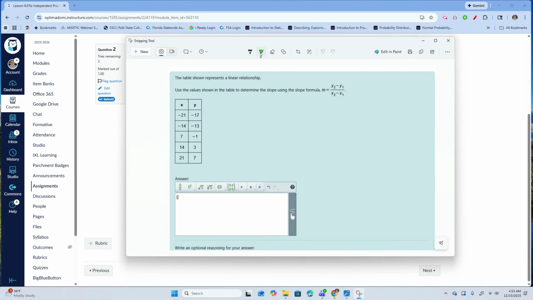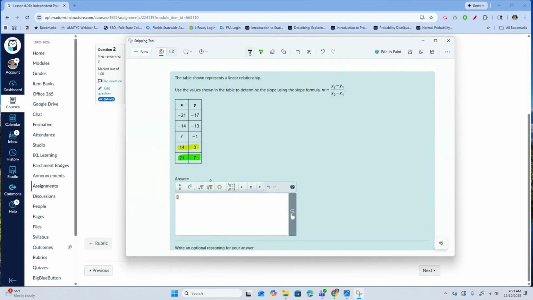Okay, each row here is going to be a point. I'm going to choose 2 rows of the table. Any 2 rows work. But me, I don't like working with negative numbers, so I'm going to choose the last 2. So I'm going to choose that one, and I'm going to choose this one.